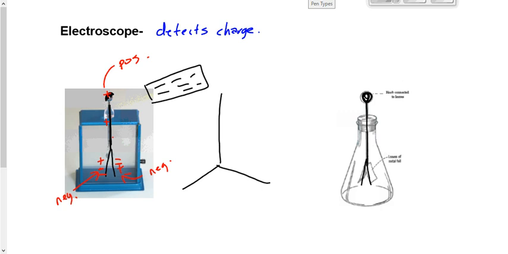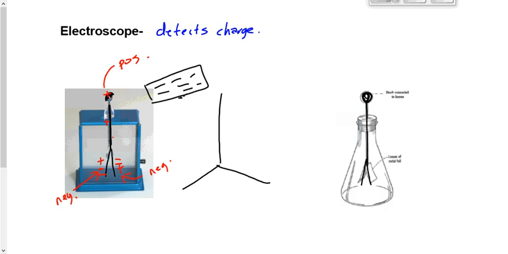We've just detected charge. We know there must have been charge present in this thing that I brought nearby. You bring this rod nearby, you can't see whether it's negative or positive or neutral. But now we know that there was charge because the leaves spread apart. Does that make sense?